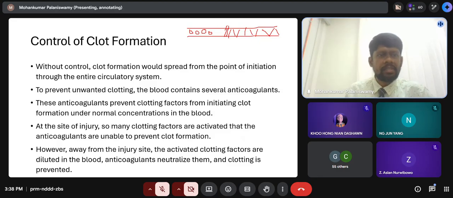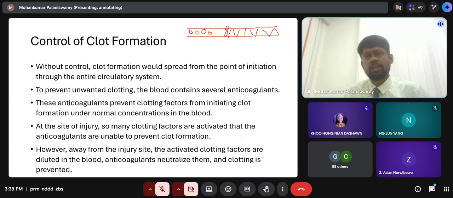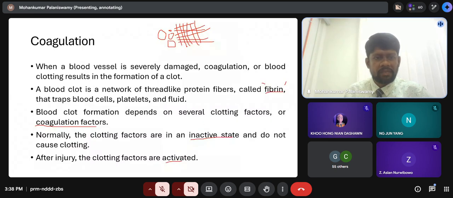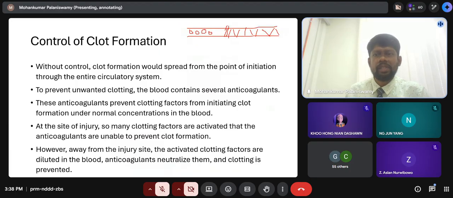So to prevent the unwanted clotting, the blood contains several anticoagulants. We saw coagulating factors which initiate blood clots, right? Likewise, we also have another set of enzymes called anticoagulants, which will stop the spread of clot. These anticoagulants prevent clotting factors from initiating the clot formation under normal concentration in the blood.